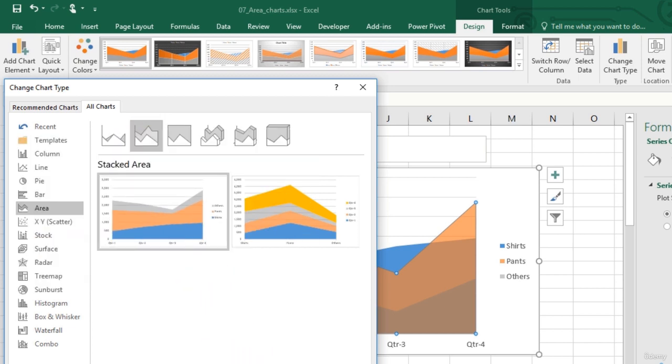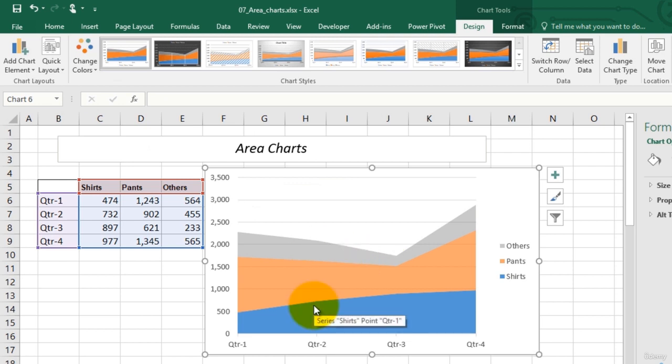You can see in this example here. This is basically putting the data series values one over another. So in quarter 1, the shirt sales was nearly around 470. The next 1200 is put from this 470 value, and it reaches up to nearly 1600. The third value, which is for others, which is 564, is stacked on top of it. So now you can easily see all the 3 values, and you can also see the contribution of each of the series to the total.